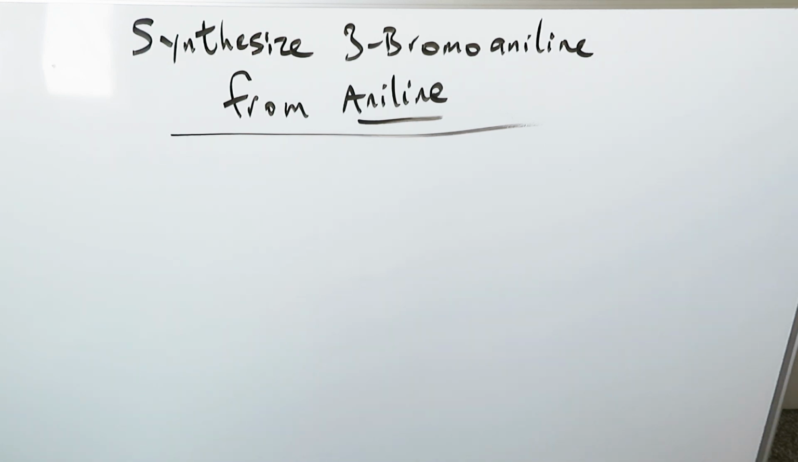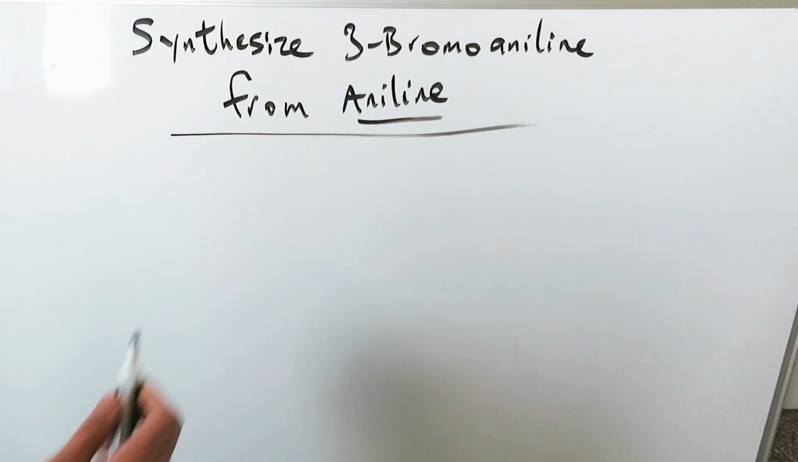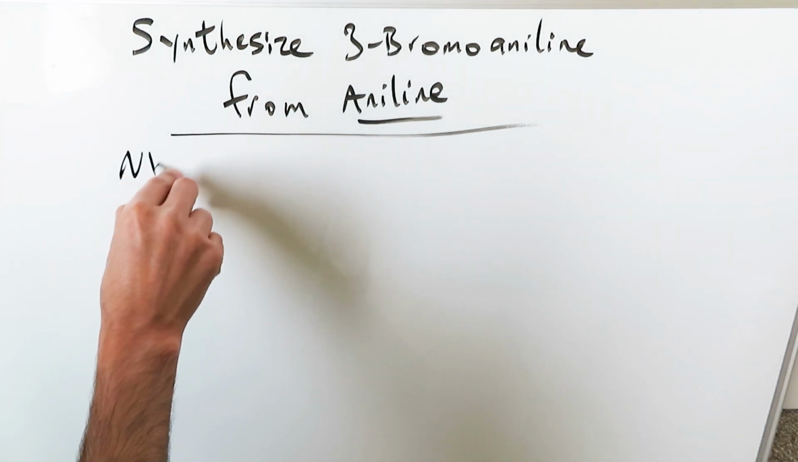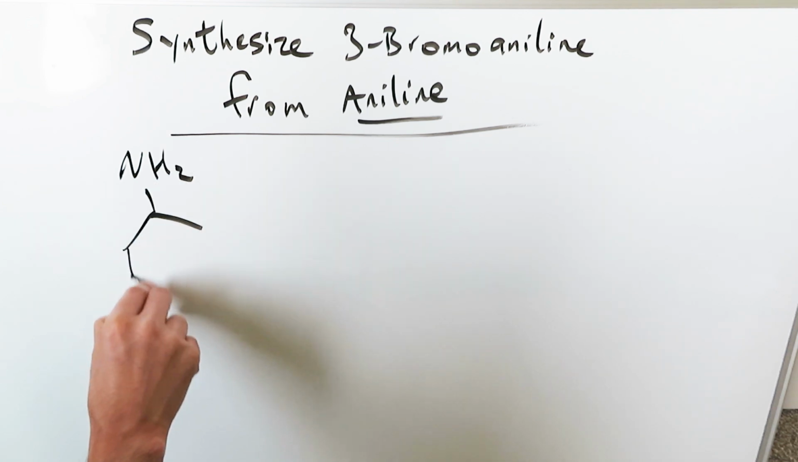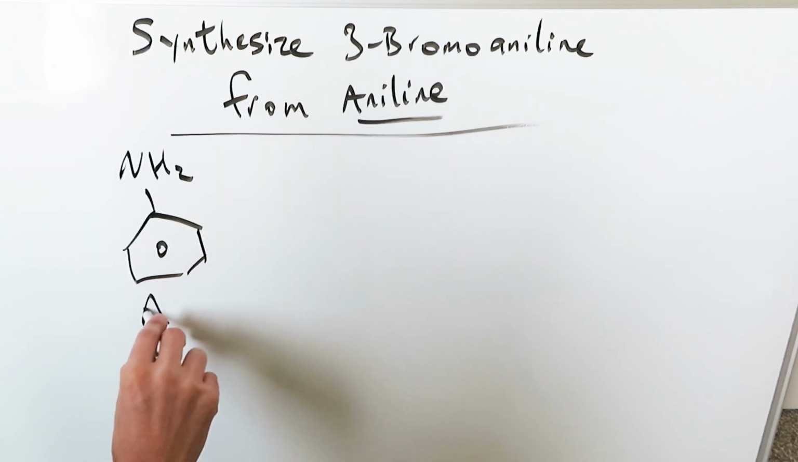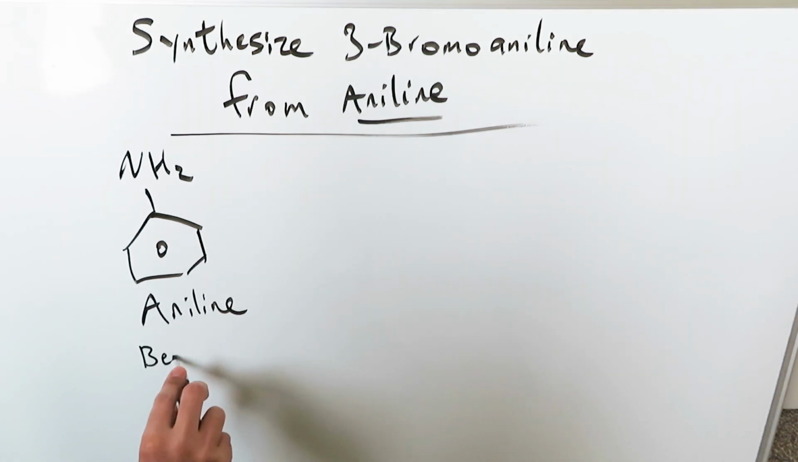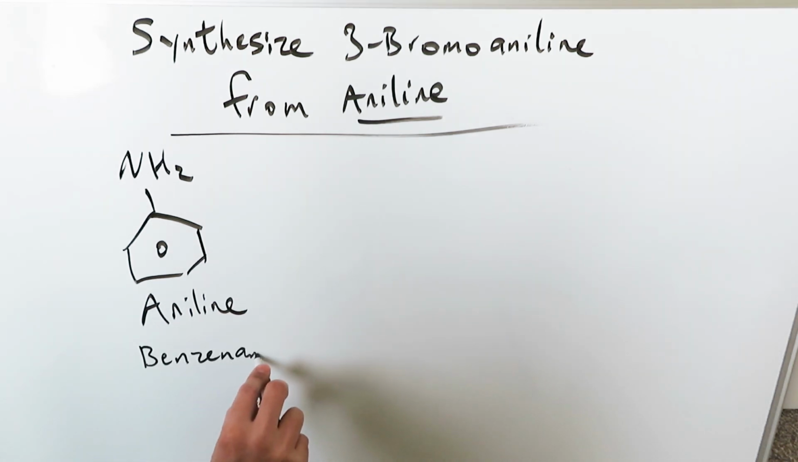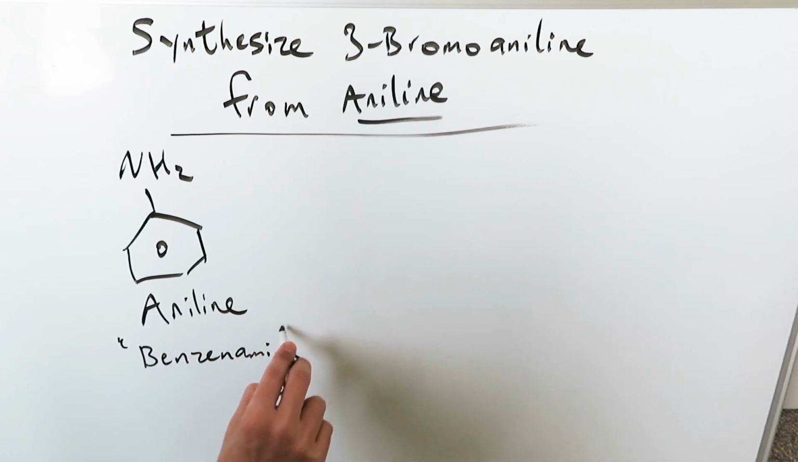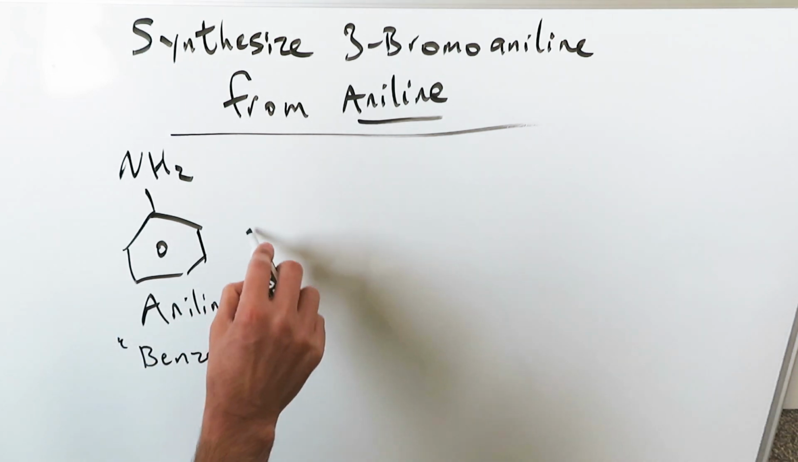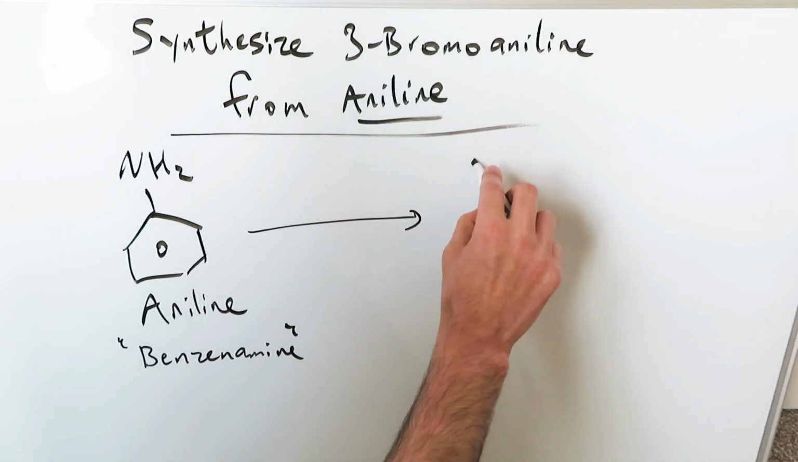This is a video where we're looking at how we can synthesize 3-bromoaniline from aniline. What is aniline? We're starting here with an amino group on benzene. This right here is aniline. We write it as A-N-I-L-I-N-E. But the technical name is benzene amine, because you have a benzene with an amine group. Benzene amine or aniline, we're converting this into 3-bromoaniline.